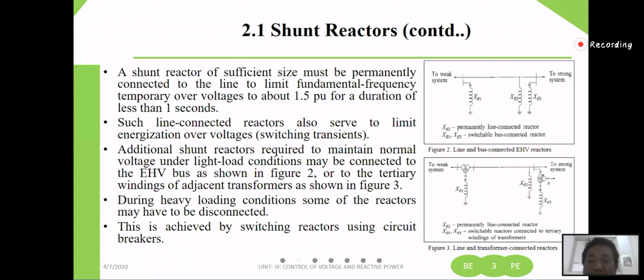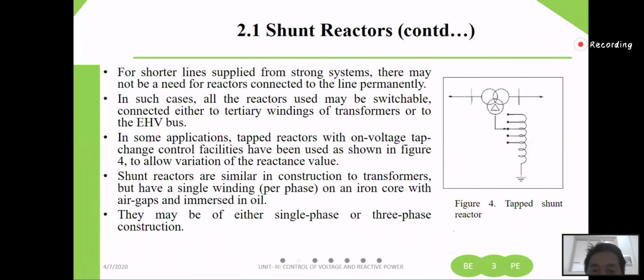Actually I had planned to complete more, but I will stop here, and tomorrow I will ask randomly. Please try to find out the reason: what will happen if reactive power is set to zero, and what will happen to the active power. With this we will stop for today's session.